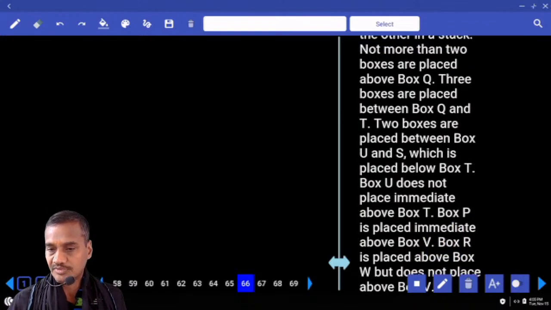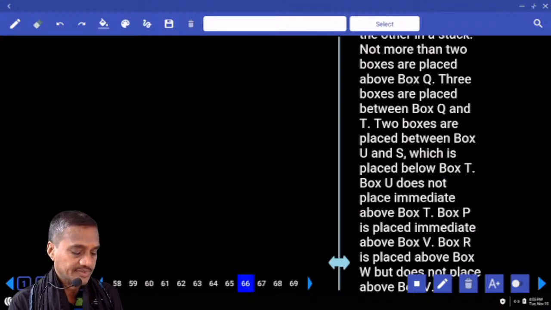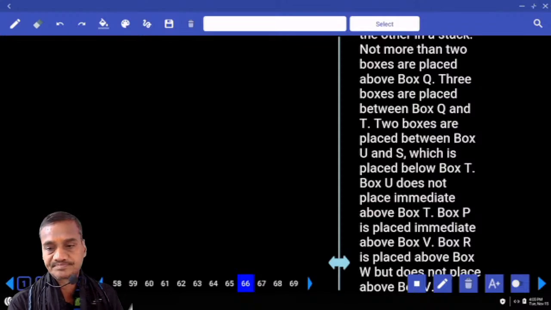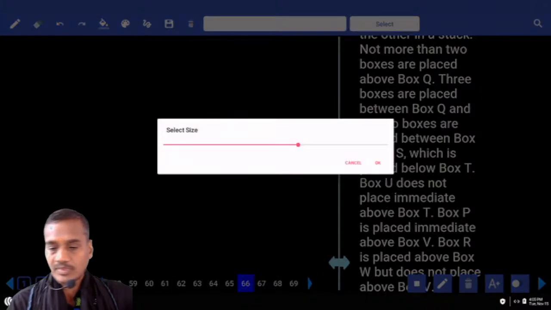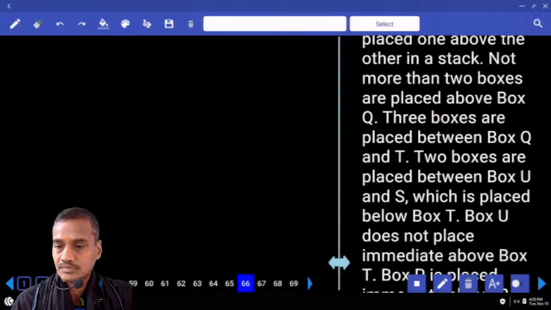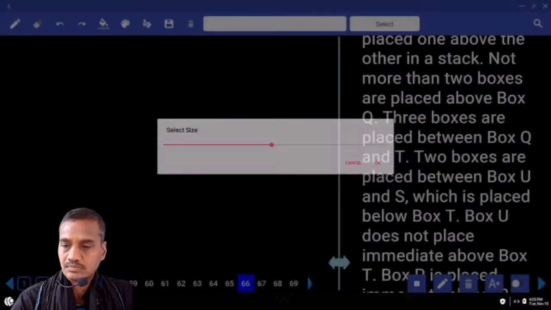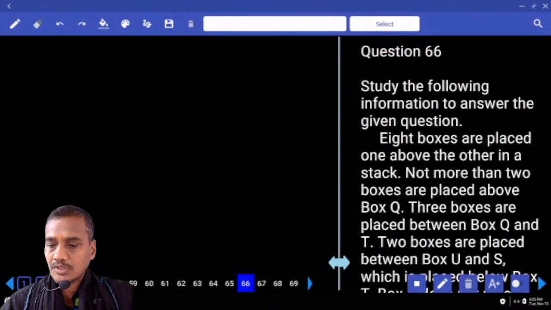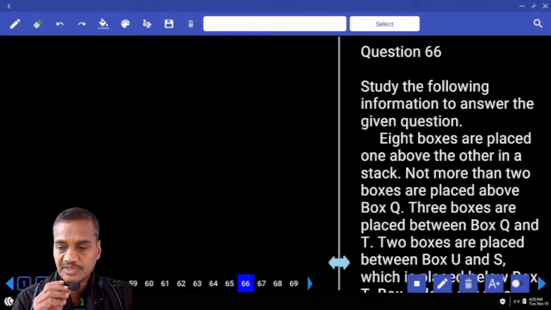Now in this one, how many boxes are there? Now 8 boxes are there and they are placed one above the other, isn't it? Now what is the first information we have? Now there are 8 boxes placed one above the other.